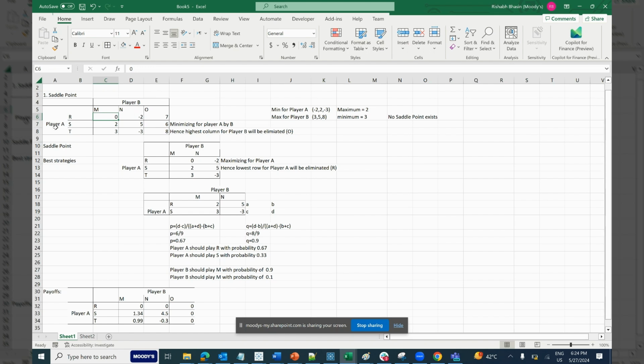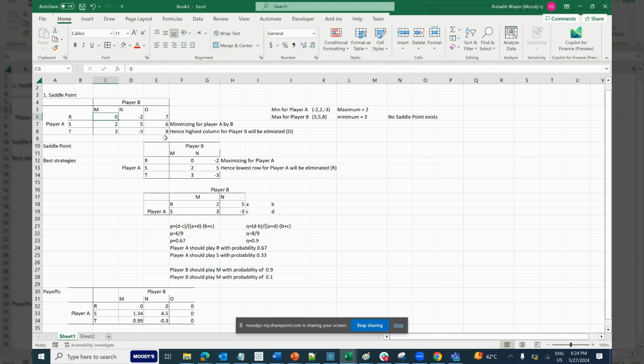If player A plays with strategy R, it gets output 0, minus 2, and 7. With strategy S, it gets 2, 5, and 6. With strategy T, it gets 3, minus 3, and 8. Now, player B, if it plays M, player A gets 0, 2, and 3. If it plays strategy N, player A gets minus 2, 5, and minus 3. If it plays strategy O, then player A gets 7, 6, and 8.